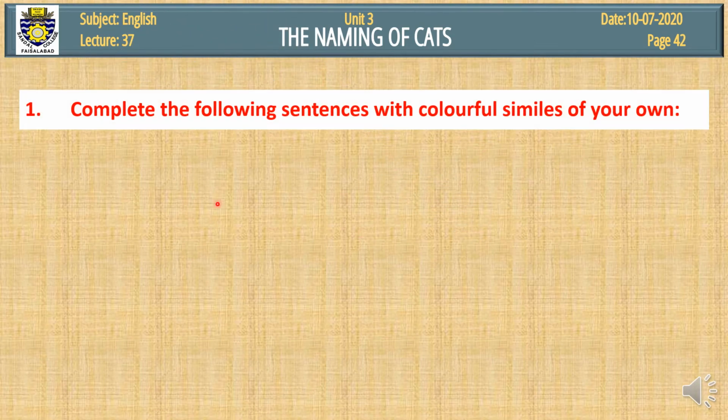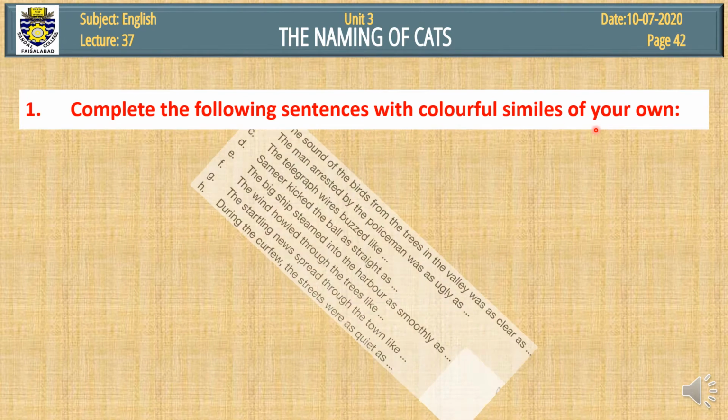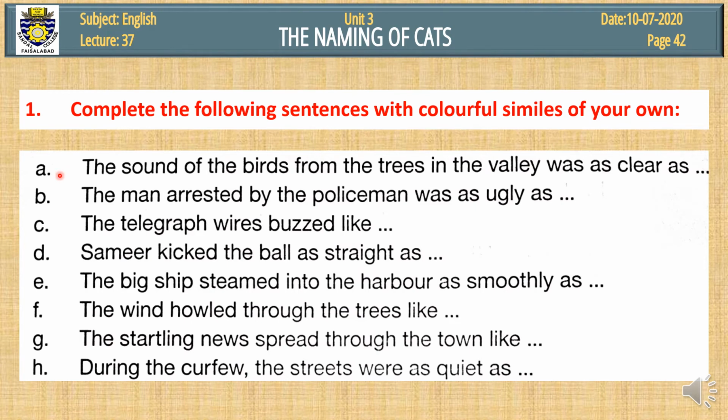Now question number 1. Complete the following sentences with colorful similes of your own. Here are sentences from A to H, and we'll use suitable similes. A. The sound of the birds from the trees in the valley was as clear as crystal. Crystal is very clear, that's why it has been used with clear. As clear as crystal, it is simile. We can also use it like clear like crystal. It is then also simile.